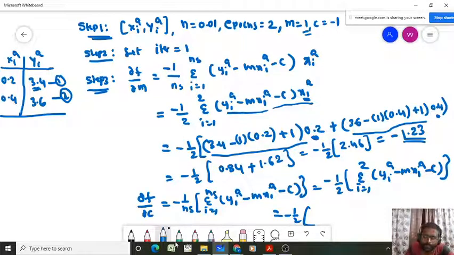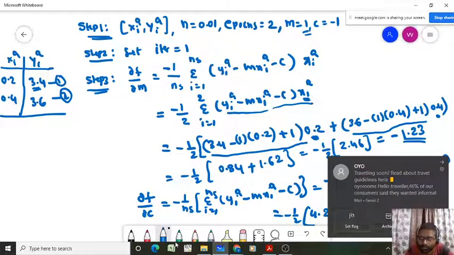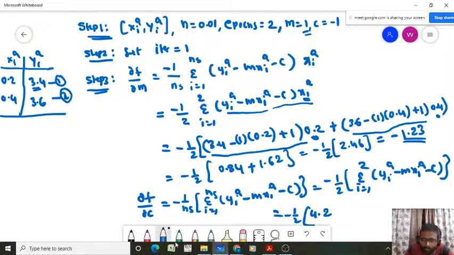So definitely maybe this value is the sum of these two: 3.4 minus 1 into 0.2 plus 1, that is 4.2, and 3.6 plus 1, 4.6 minus 0.4, that is the plus 4.2. So finally we have the minus 4.2, that is the ∂f/∂c. Right? I hope you understand how I am calculating the gradients based on the available data set.